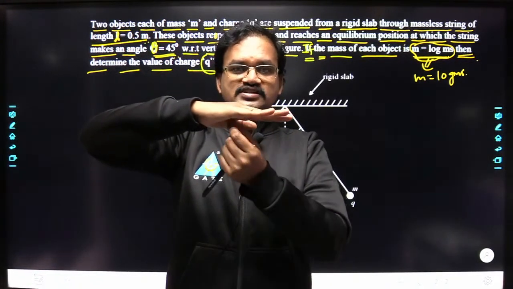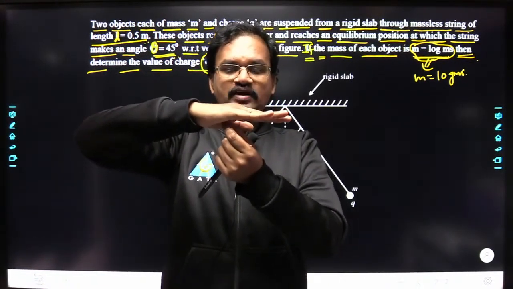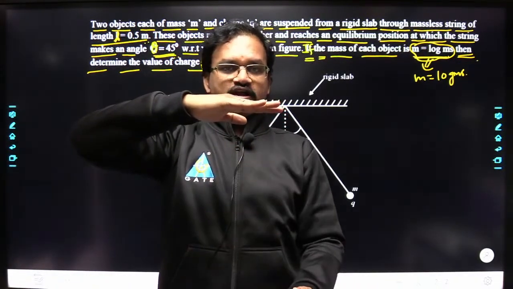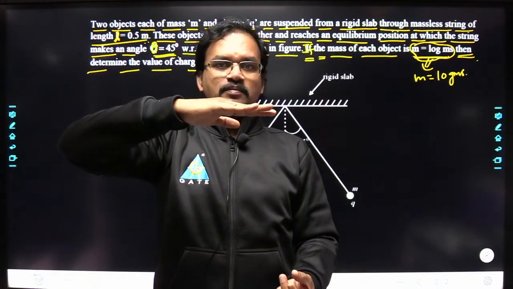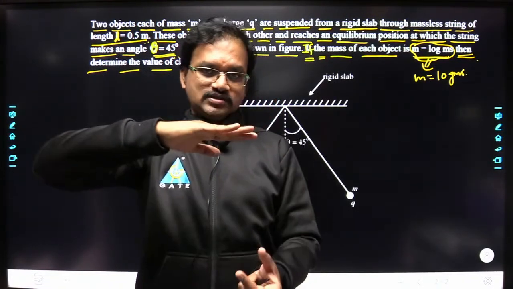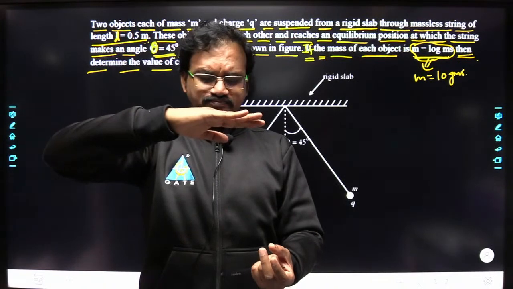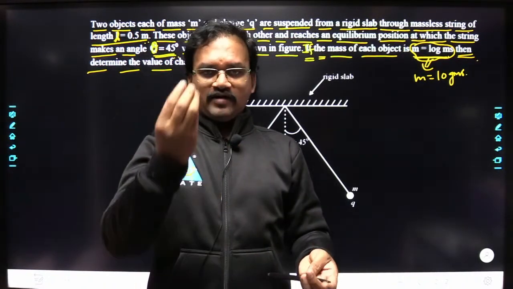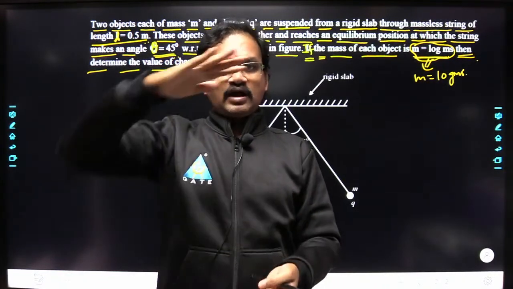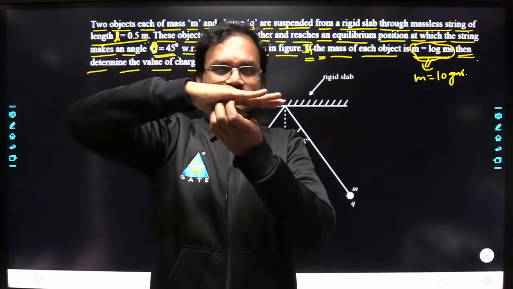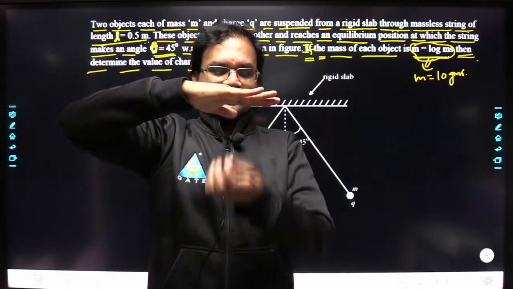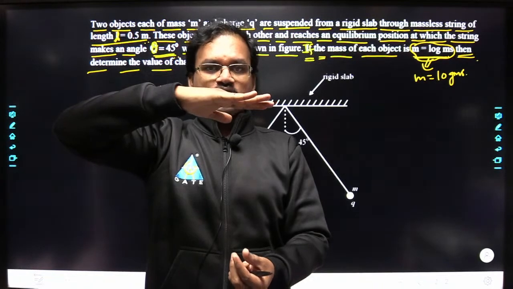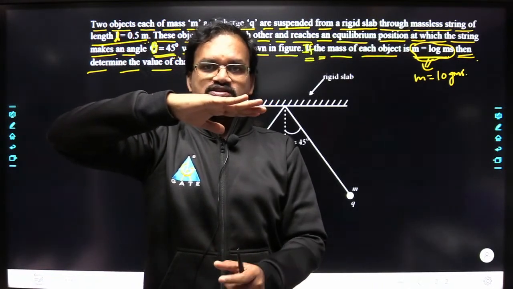Okay. So from this rigid slab, you are having two strings here. To those two strings, they have attached two masses, right? And those masses are having the charges q. You are having two masses hanged to the rigid slab, each having the charge q.